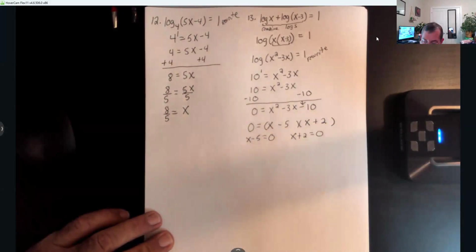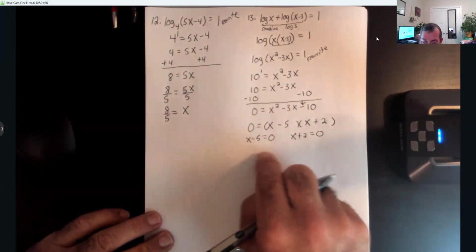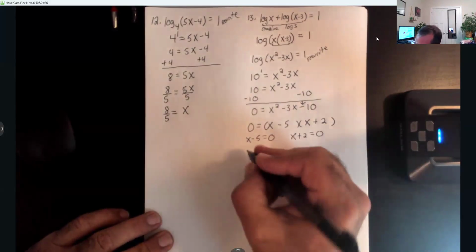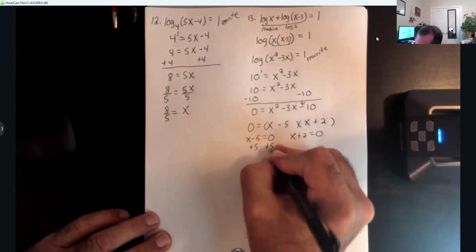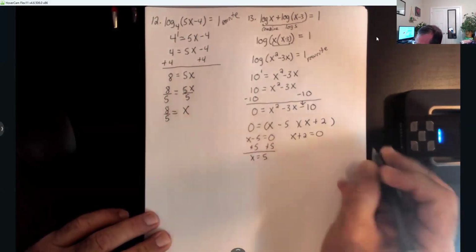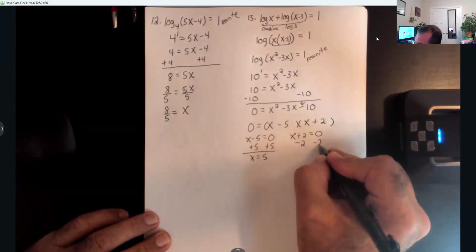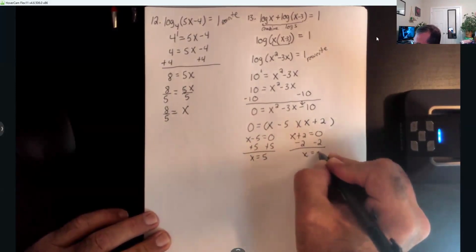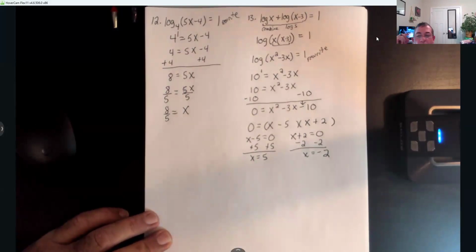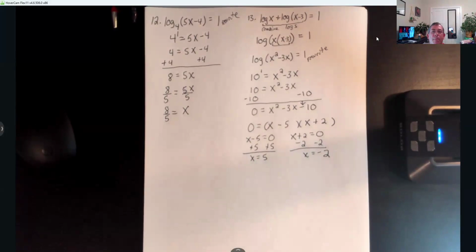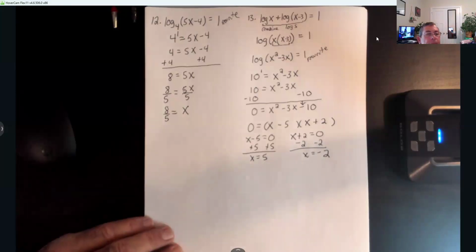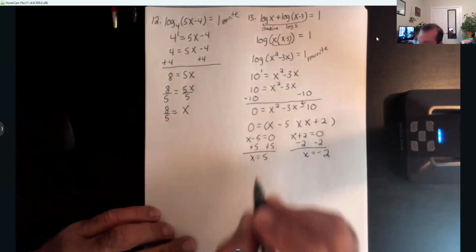And solve those for the x's. So here, we're going to add 5, it looks like. Here, we're going to subtract 2. But y'all guess what? What's my final answer? X equals 5. Good job.